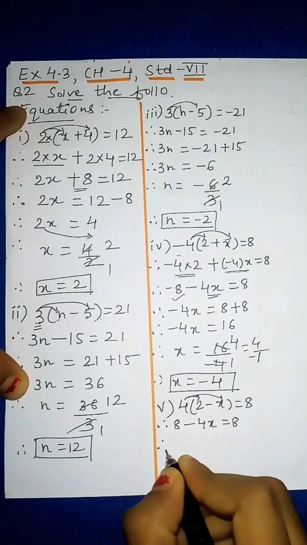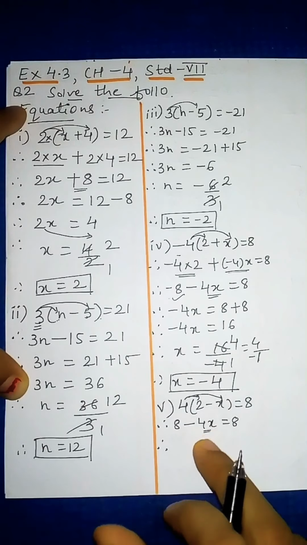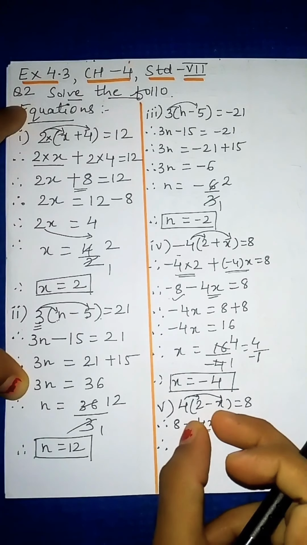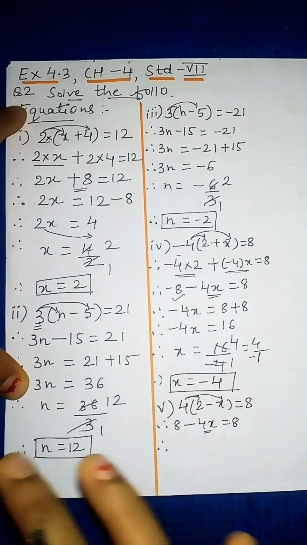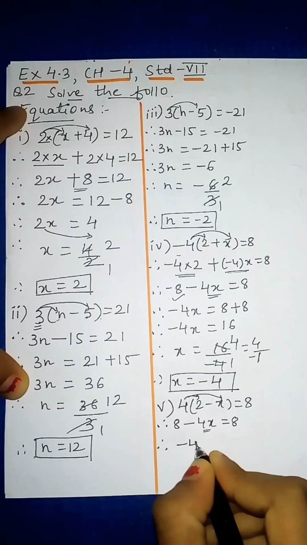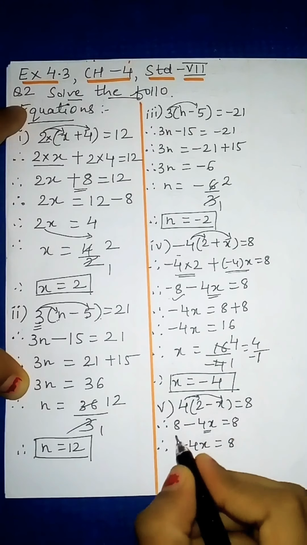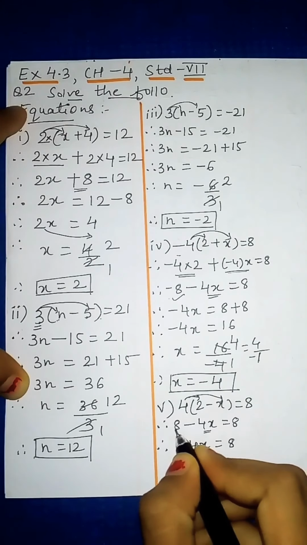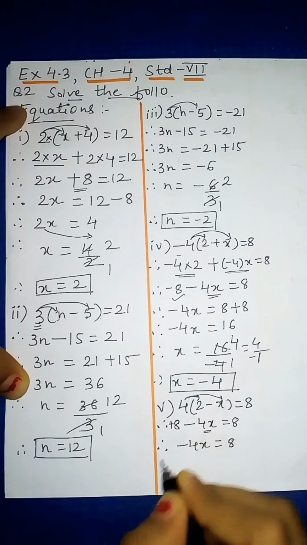Now again the variable part is given here. Okay, here x is there. Variable part is here. So this part we will keep as it is, and this 8 we will take that side. So you need to be careful. So here minus 4x will remain this side. Okay, and this 8, what is the sign of this 8? It is positive. Okay, here no sign is given, means it is positive.